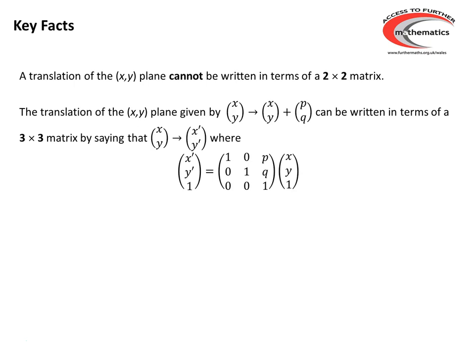So if we think about the translation given by p in the x direction and q in the y direction, then that translation can be written using a 3x3 matrix by saying that the point (x, y) goes to the point (x dash, y dash), where (x dash, y dash, 1) is obtained by multiplying the 3 by 3 matrix whose first row is 1, 0, p, whose second row is 0, 1, q, whose third row is 0, 0, 1, by the column vector (x, y, 1).